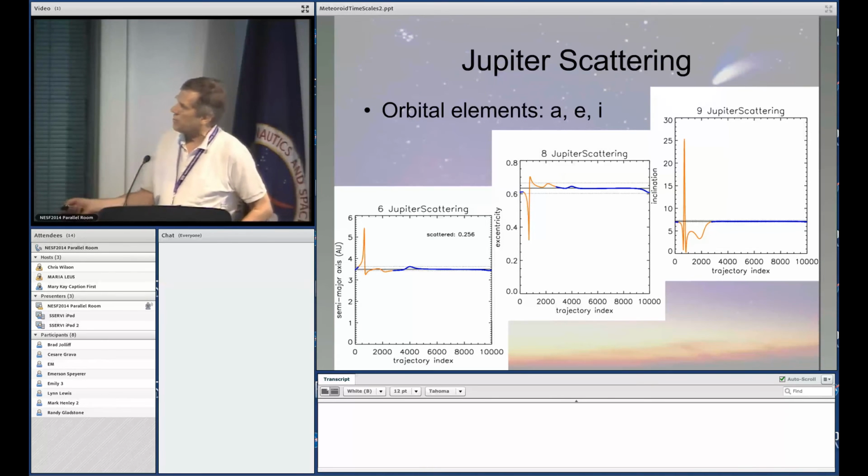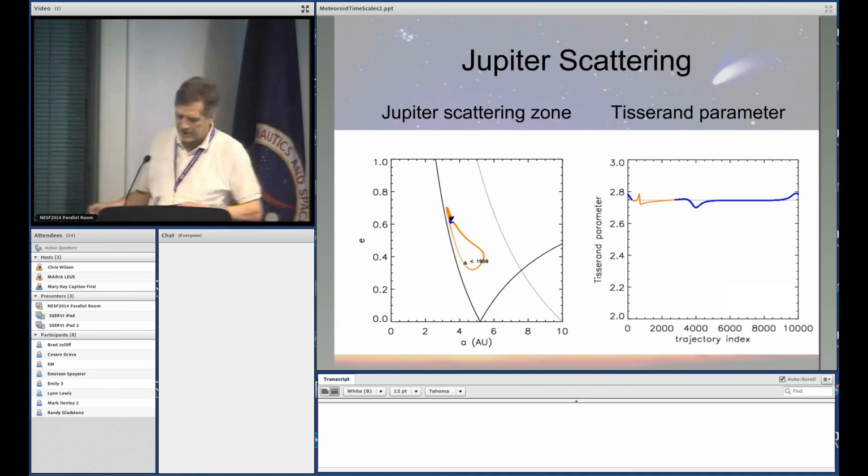Here are the orbital parameters, semi-major axis. The initial ones were on this line, but then Jupiter caused quite some changes in semi-major axis, as in eccentricity and inclination. And where any of those parameters is beyond the limit, which you cannot see here, then I mark them red.